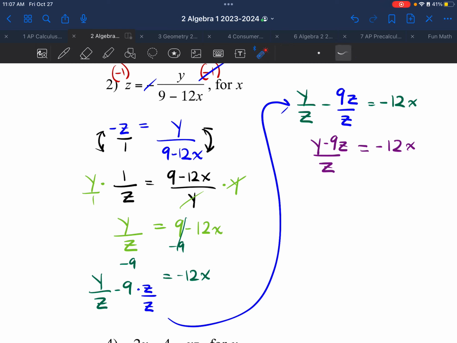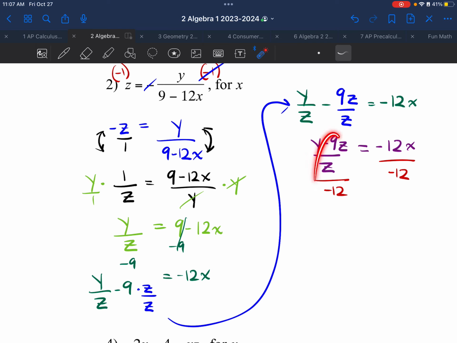Finally, it's time to get rid of this negative 12. I'm going to notice that this is a multiplication. Whenever there's no sign, you assume it's multiplication, and to undo multiplication, you do division. So I'm going to divide by negative 12. And there's a cool little trick that I want to show you guys.